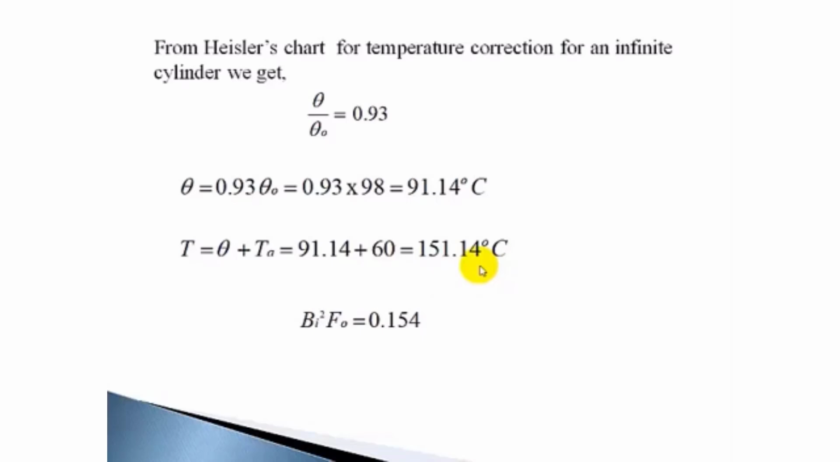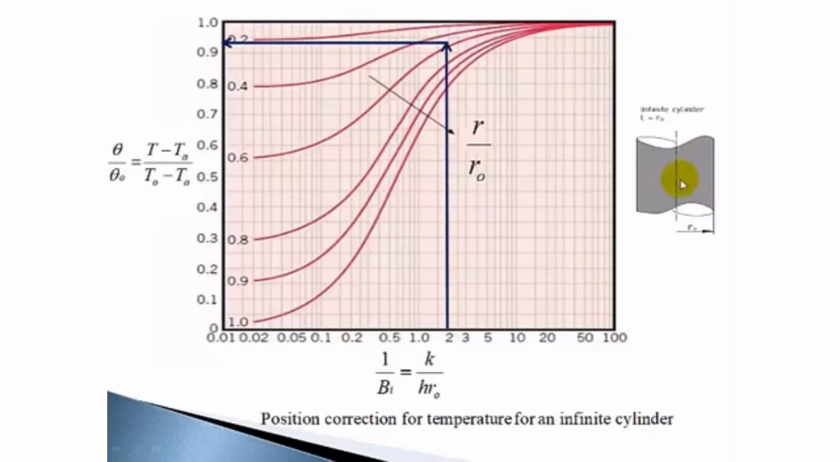Whereas at a radius of 100 mm it is 151.14. Suppose you need to find the surface temperature, then the position ratio r by r naught will be 1, because we require it at the position where r equals r naught, that is at the surface. Radius is 200; at a radius of 100 mm, somewhere in this position, we calculated the temperature. Suppose you require it at the surface, then our radius is r naught itself, so r by r naught will be 1.